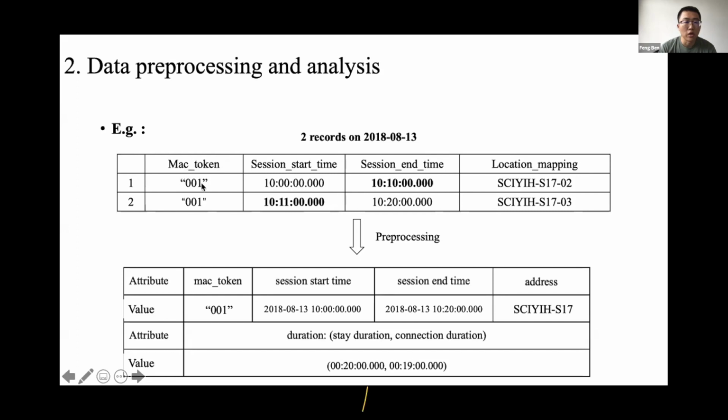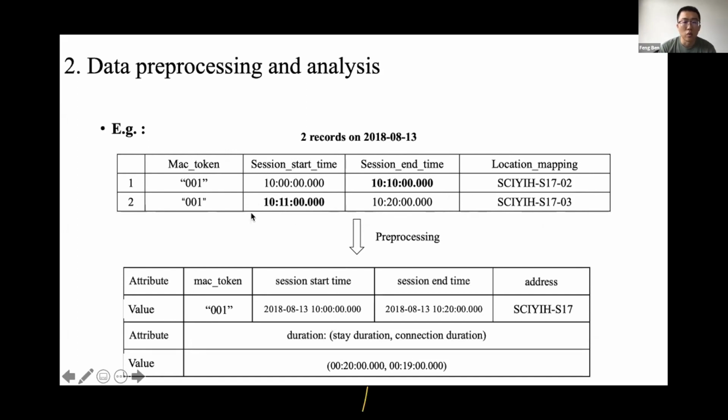In this table, it shows 2 records that device 001 connected at S17. The first row is on the 2nd floor of S17, and the second row is on the 3rd floor of S17. Because the session start time on the 3rd floor is only 1 minute later than the session end time on the 2nd floor, it would be merged after the pre-processing.